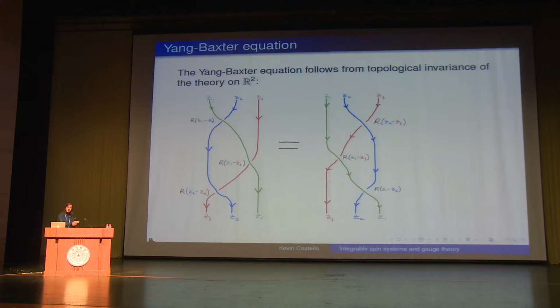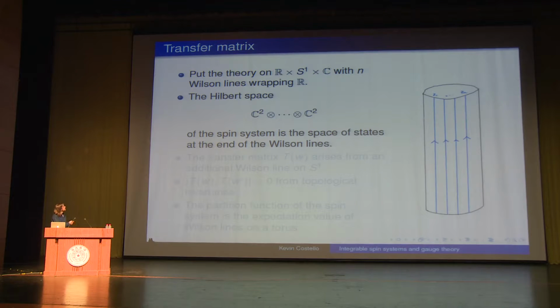So in the same way as the Yang-Baxter equation studied by Reshetikhin and Turaev arises from topological invariance of Wilson lines in Chern-Simons theory, the Yang-Baxter equation with spectral parameter arises from topological invariance in this 4-dimensional theory. So what else can we see?